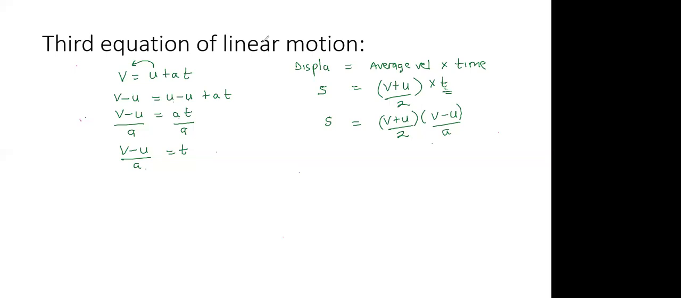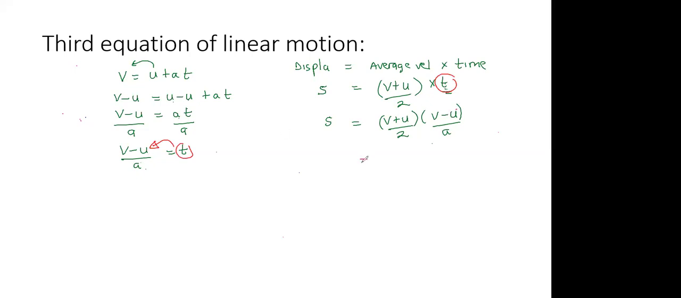So from V minus U over A equals T. Let me repeat once. Now, after getting V minus U over A is equal to T, you come into the equation we formed for average velocity, and where there is time, we put V minus U over A. So that's what we are putting.